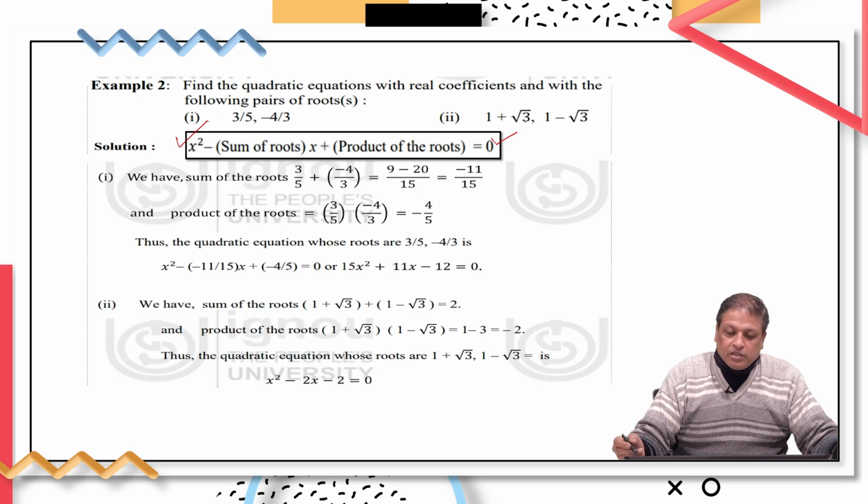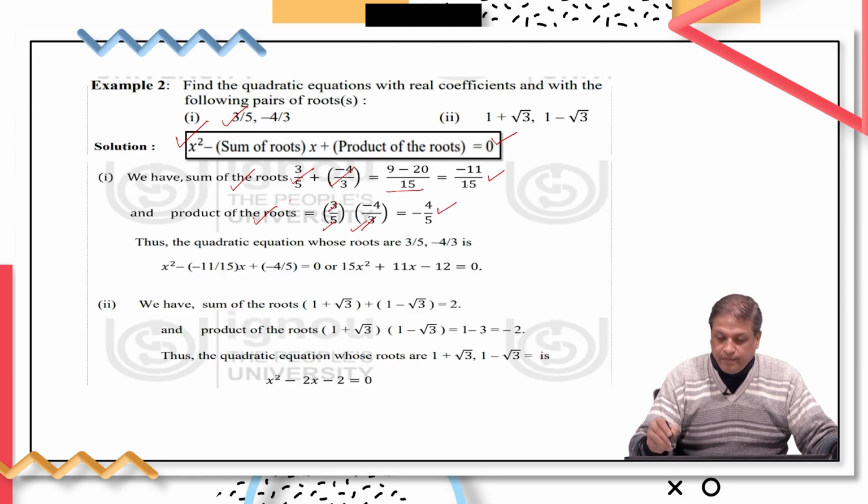Now, over here the example is: find the quadratic equation with real coefficients and with the following pair of roots. The first pair of roots given to you is 3 by 5 and minus 4 by 3. So, what are we supposed to do? We are supposed to first find the sum of roots, that is 3 by 5 plus minus 4 by 3. On solving this by taking the LCM, this turns out to be minus 11 by 15. On the same lines, the product of roots is to be calculated, wherein 3 by 5 is multiplied by minus 4 by 3, and 3 is cancelled by 3 and you will get the answer minus 4 by 5.